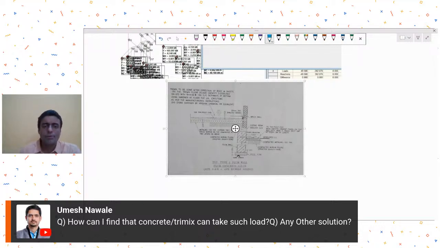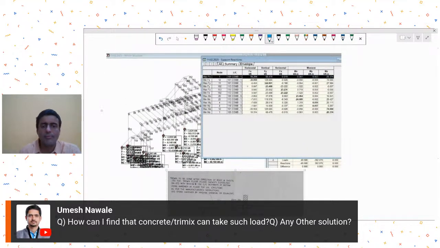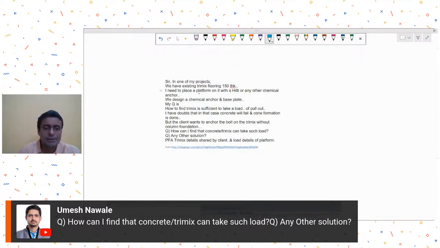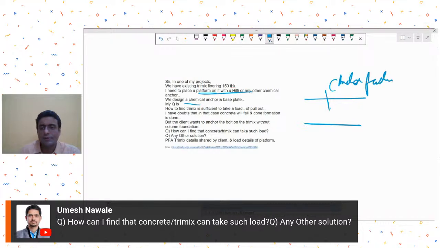So now on this floor, they want to provide a pedestal. They want to support a column which is having these types of reactions. So now what is this question? His question is that he needs to place this platform. Okay, so in this case, because the concrete is existing, you will have to go for an anchor fastener, and because it is an existing floor, to have a good bonding, usually we may go for a chemical anchor fastener.